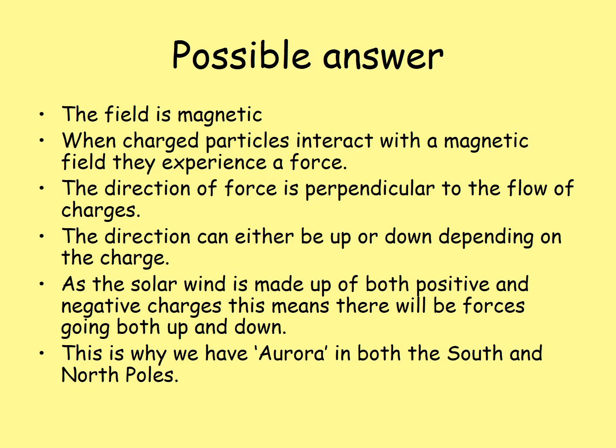So possible answers to this question. Well, first of all, the field around the Earth is a magnetic field. So that's going to give you a point because you're answering the question being asked. When the charged particles interact with a magnetic field, they experience a force. That force is perpendicular to the flow of the charges. That's the left-hand rule, right-hand rule. The direction can either be up or down depending on whether the charge is positive or negative. As the solar wind is made up of both positive and negative charges, this means there will be forces going both up and down. And that's why we have the aurora in both the south and the north poles.